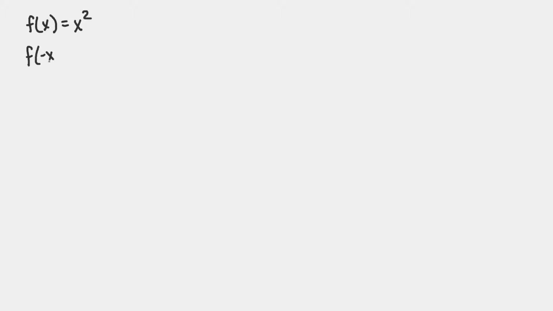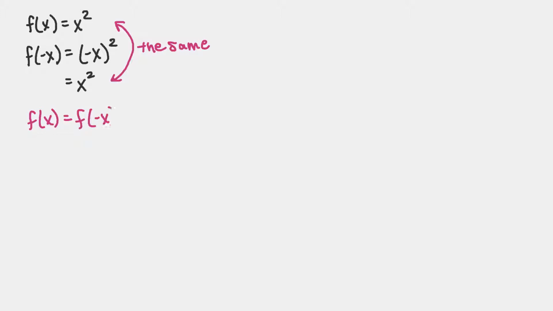So if we sub in negative x on the left side, then we better do it on the right side. Squaring a negative is really a positive, so we can change this negative x squared to just x squared. Now you can see that this function and this function are the same. So f of negative x is equal to f of x. Therefore, the function is even.